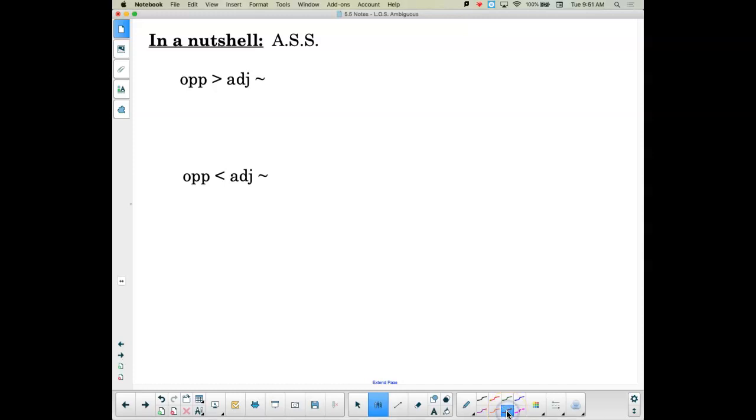If the opposite side is bigger than the adjacent side and we're in an angle side case, we only get 1 triangle formed. And we use the law of sines to solve it. It'll always be 1 triangle. We'll always use the law of sines. Bada bing, bada boom.